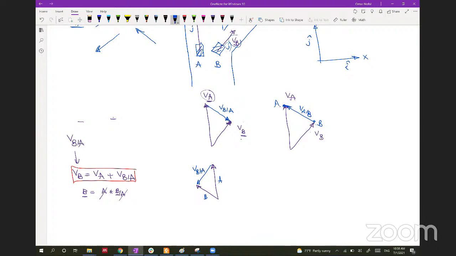So from here, let's do this one. Here you will have VB equal to VA plus VBA. Can you see the directions? You go from here to here. So if you want to go from O to point B, and here's the VB, you can have VA in this direction, and then you come back with VB with respect to A.